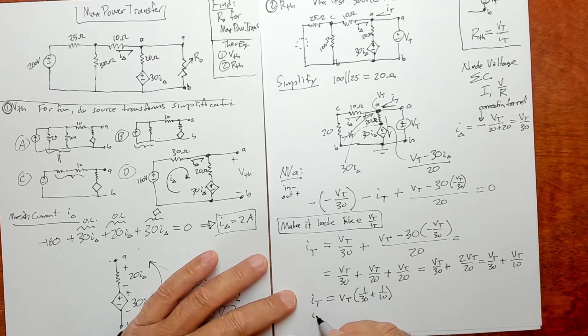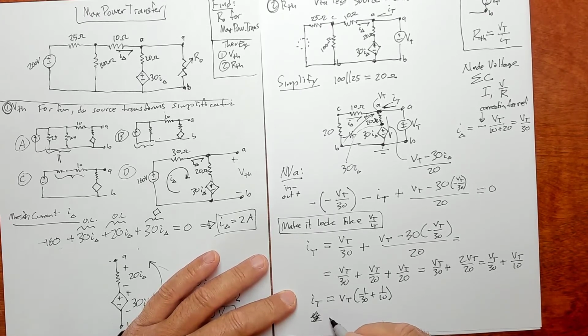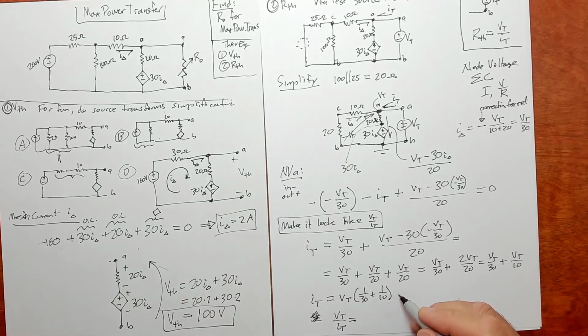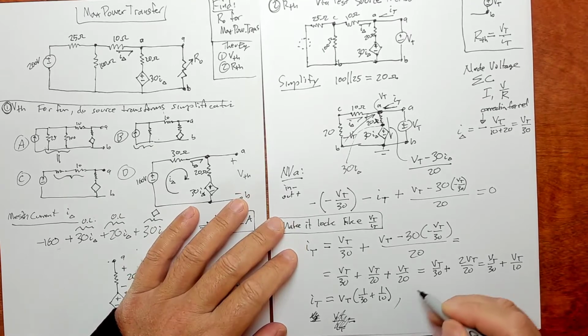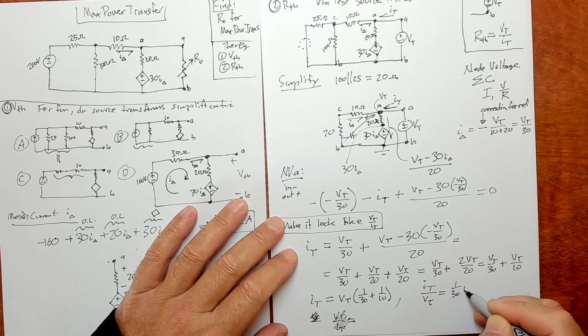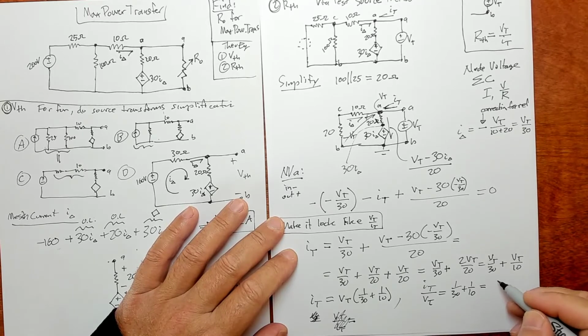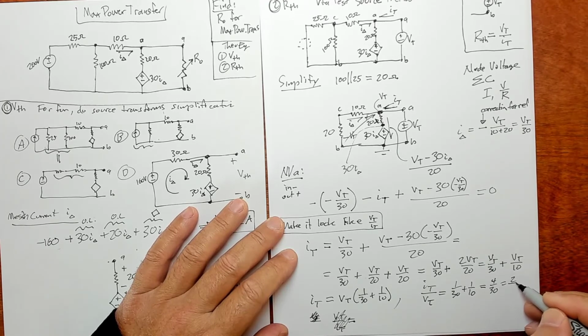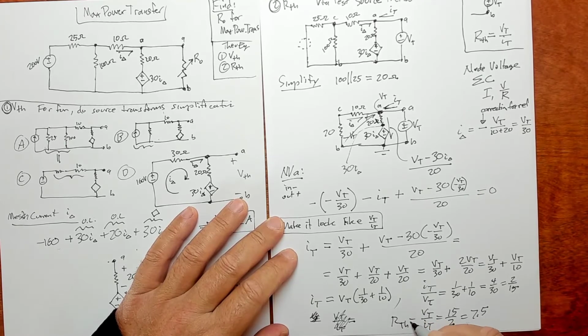So we want Vt over It. It's a little easier if you go another step. So Vt over It is 1/30 plus 1/10, which is, you multiply 1/10 by 3, 1/30 and 3/30 is 4/30, which is 2/15. So Vt over It is 15 over 2, which is 7.5, and that's our Thevenin resistance.